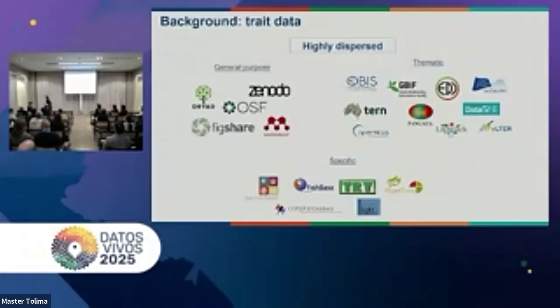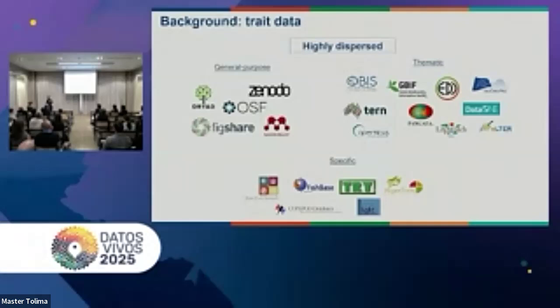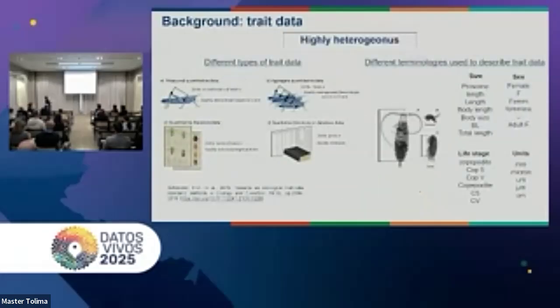registries, for example Zenodo, Open Science Framework, Figshare, which are generalist repositories, or in thematic repositories like GBIF, OBIS, Pangea, and so on, or in specific repositories created ad hoc in order to manage trait data of a particular or specific group of organisms. So we have also other issues related to trait data.